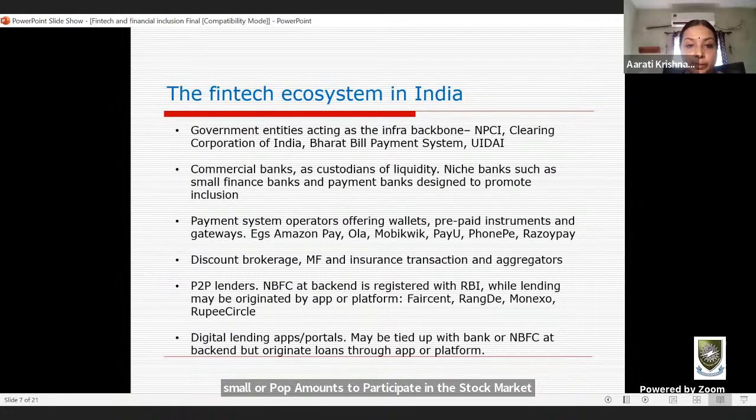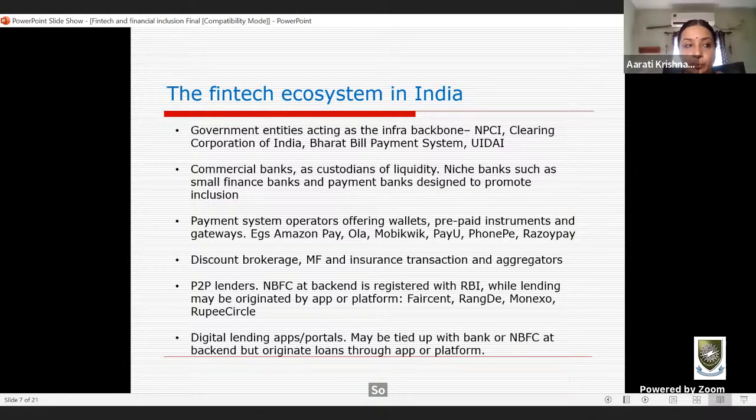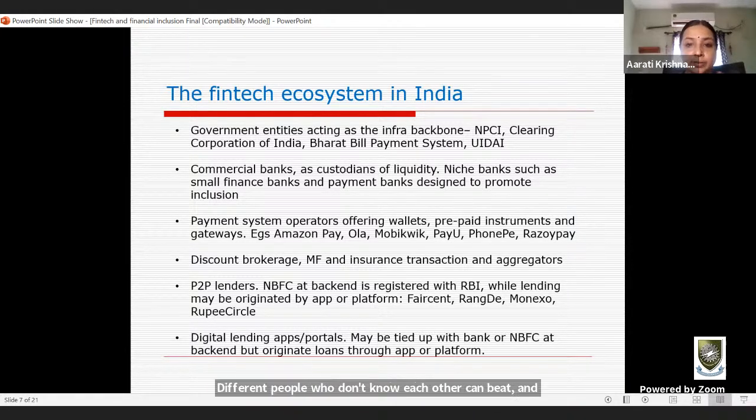Then there are peer-to-peer lenders. So what is peer-to-peer lending? Peer-to-peer lending is basically much like your neighborhood lending, which is brought onto an online platform. So basically, the P2P lender offers a platform or an app where different people who don't know each other can meet and lend to each other, right? So you may be aware of P2P lenders like FairCent, Rang De, Lendenclub, Rupee Circle, etc.